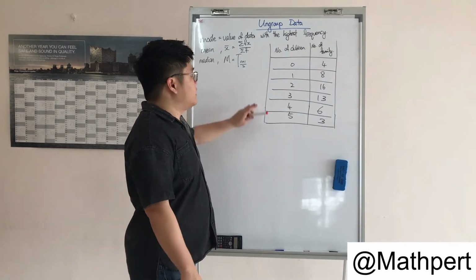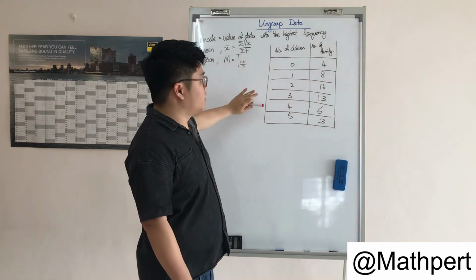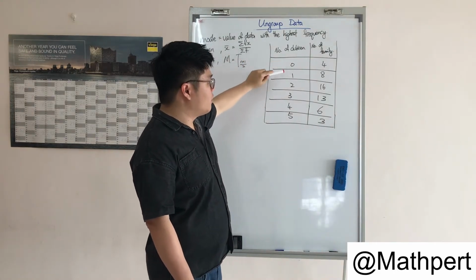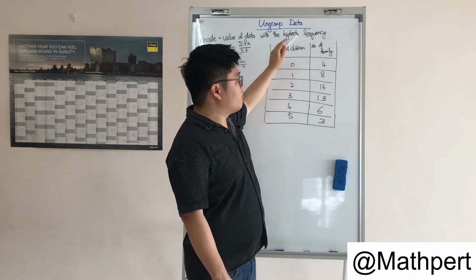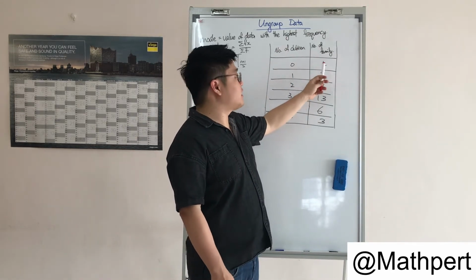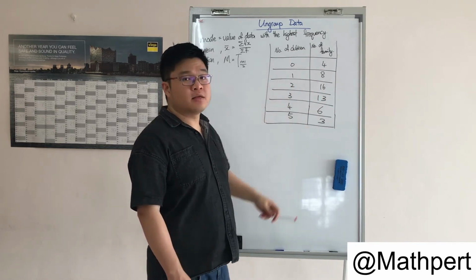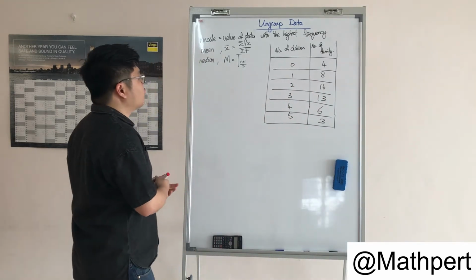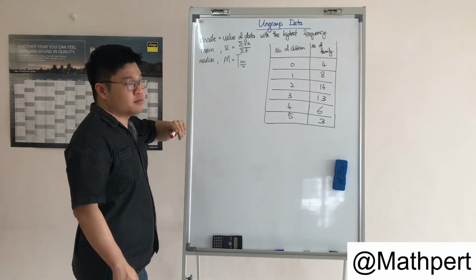Now let's take a look at this example. Given by the question, this table provides this information. Number of children: 0, 1, 2, 3, 4, 5. And then the number of families. Four families have 0 children, 8 families have 1 child, and so on. And we are asked to find the mode, mean, and median.